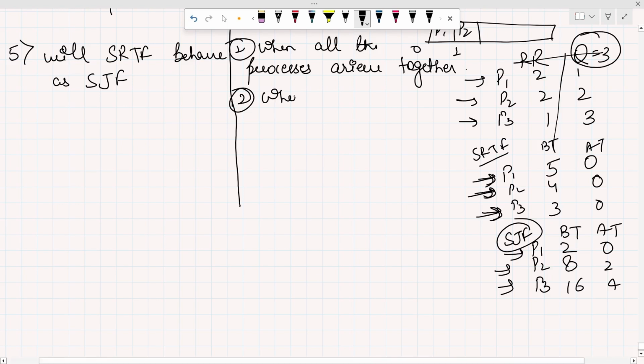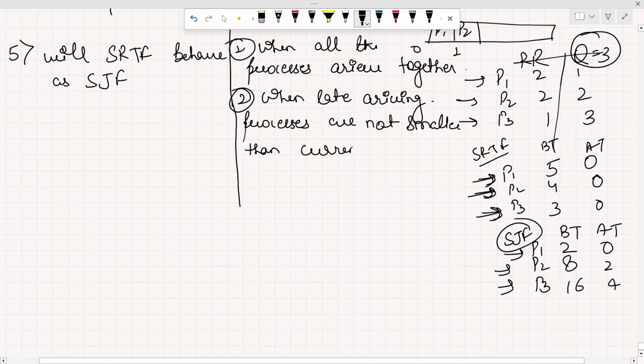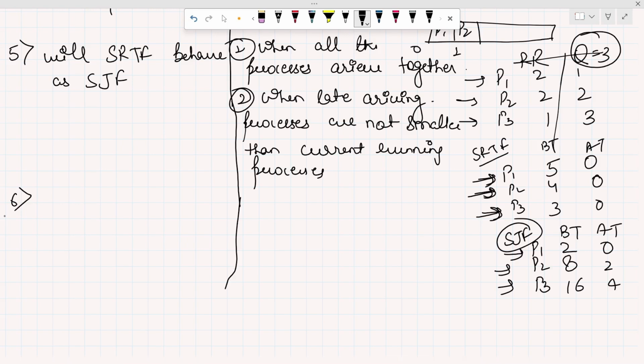So when late arriving processes are not smaller than the current running processes, then we can say that SRTF behaves as SJF. Now, what is the next basis of scheduling algorithm? Can a preemptive priority based algorithm behave in a non-preemptive way?